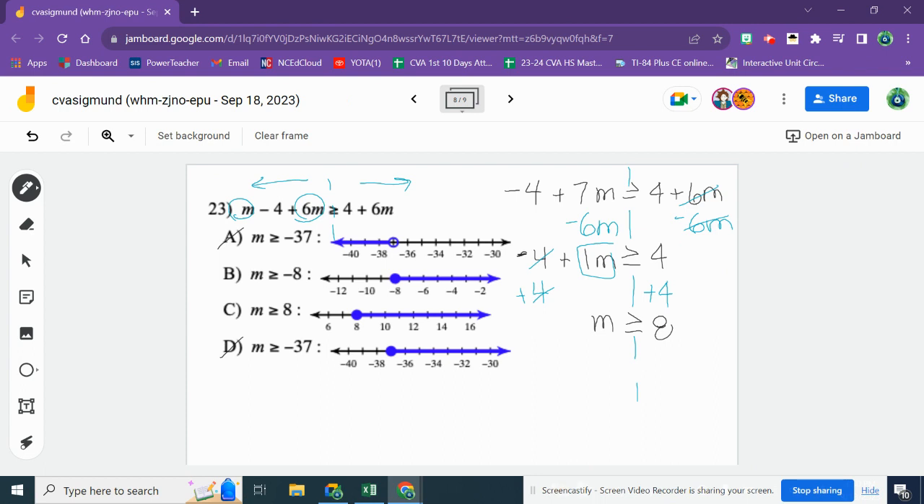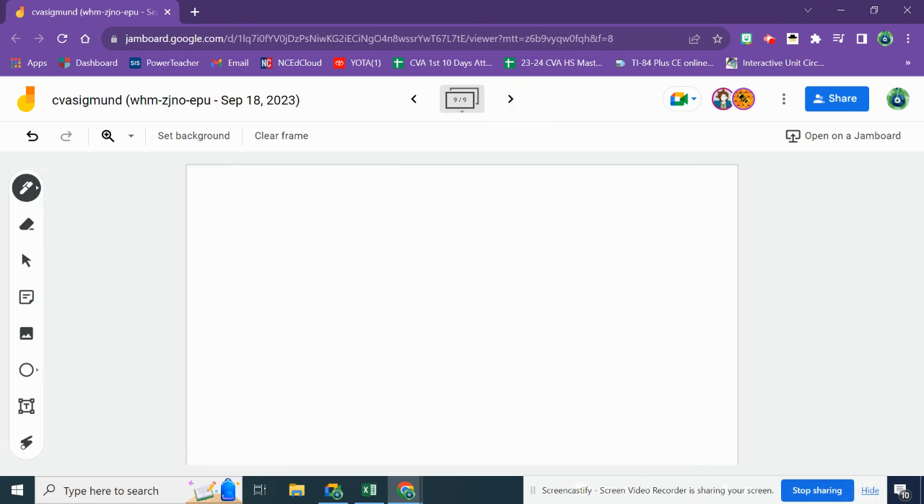Our answer at this point has to be C because that's our positive 8. I'm not really sure. I'm going to assume some of these other answers is if they moved it in different order from left to right. But that's why solid circle, because it's equal to, and then shaded to the right because, again, m is greater than. A lot of these are greater than. It's pretty wild. And then those are all the examples I have for you.